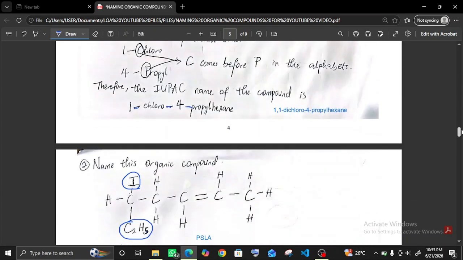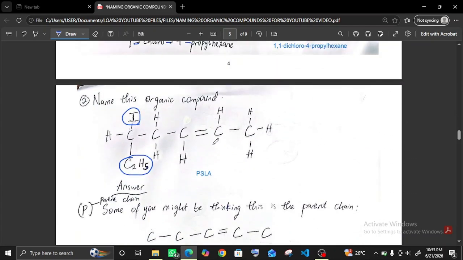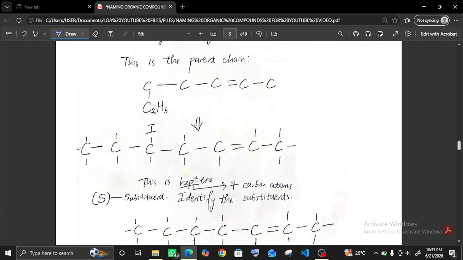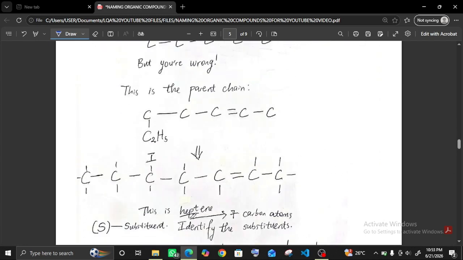From the next question, we can see that it is an alkene. And alkenes have the functional group of a double bond. So for the parent chain, we have the functional group, which is the double bond. So this will be the parent chain right here. And let us count the number of carbon atoms that are there. It is 1, 2, 3, 4, 5, 6, and 7. So there are 7 carbon atoms there. So this is heptene, 7 carbon atoms. After that, don't forget, that is step P, the parent chain.